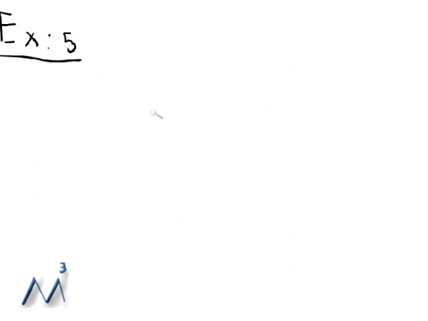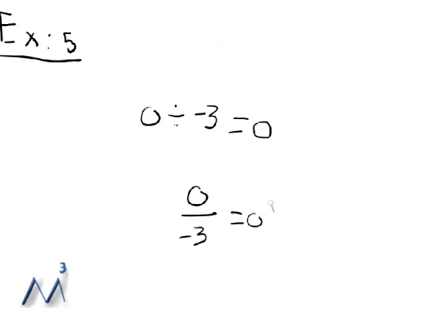Let's do example 5. Say we have 0 on top, 0 divided by negative 3. Well, 0 divided by anything would be 0. It does not matter if it's negative or positive, it will still equal 0. So anything with 0 in the numerator would be 0. Now if you have 0 on the bottom like we had in the last example, it would not exist. So no zeros in the denominator.